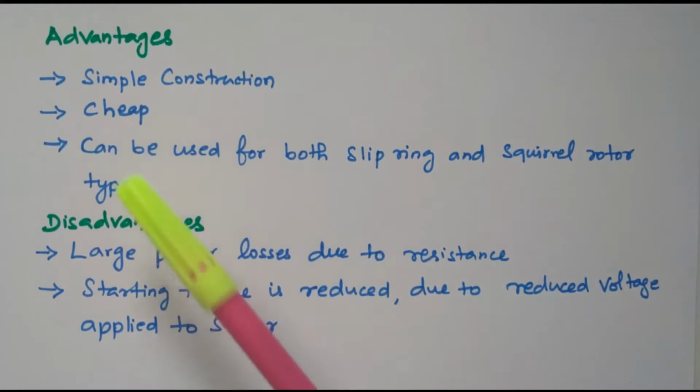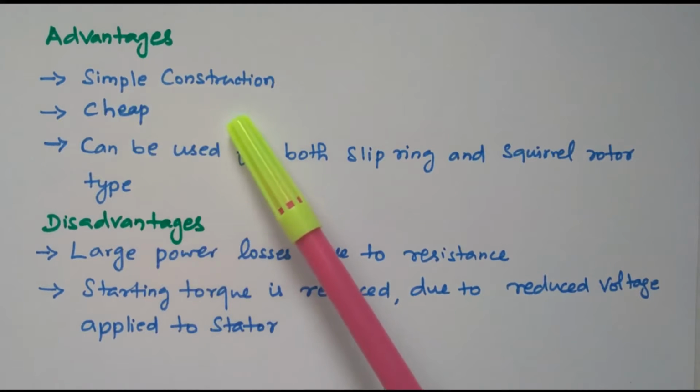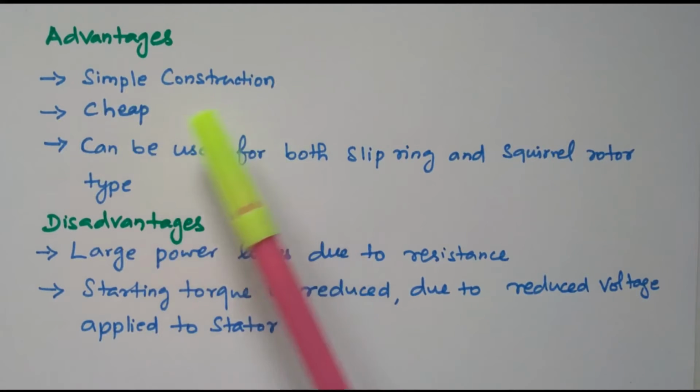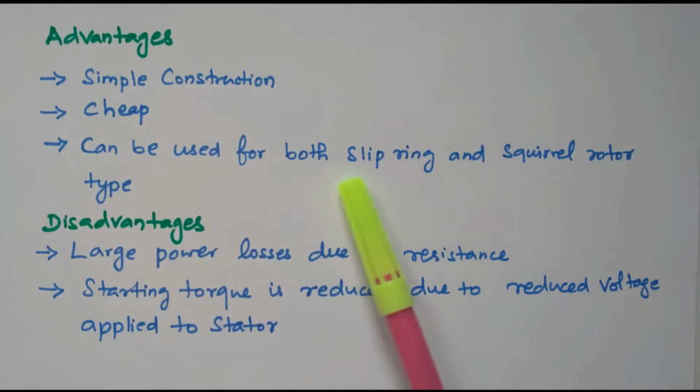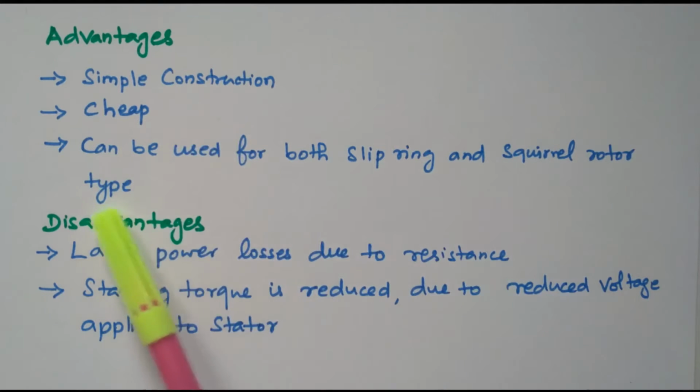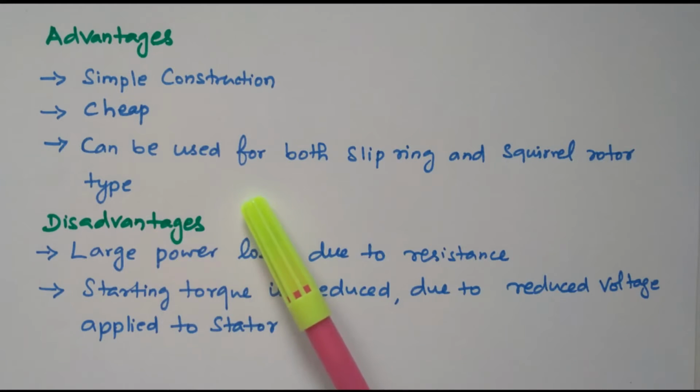The advantages are simple construction. We only need a set of three resistors, and it is cheap. The cost is also very low, because we only need one set of resistors. It can be used for both slip ring as well as squirrel cage type induction motors. It is applicable for both types of induction motors.